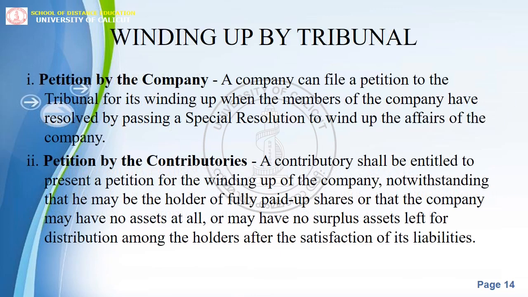Under winding up by tribunal, there are four types. The first one is a petition by the company. Here the company can file a petition to the tribunal for its winding up when the members of the company have resolved, by passing a special resolution, to wind up the affairs of the company. Another type is a petition by the contributors.